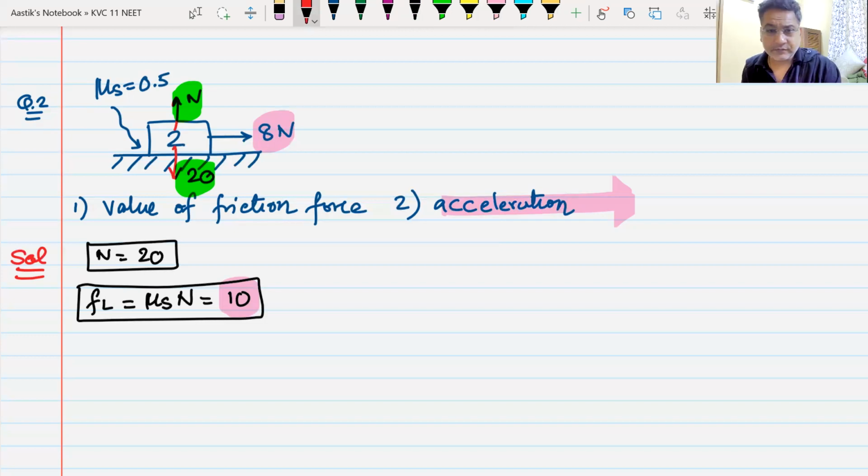No one knows it? The body is not moving. So what is the acceleration? 0, sir. So why did you take so much time to do this? The acceleration is 0. The body cannot move.